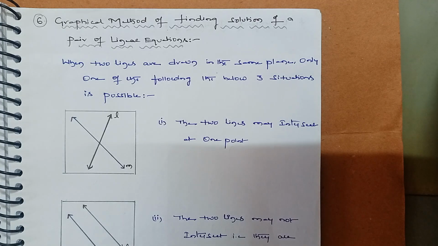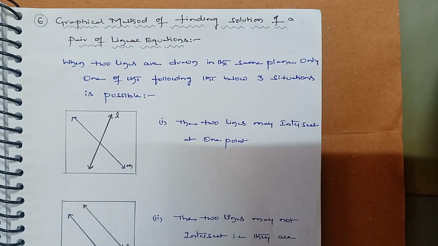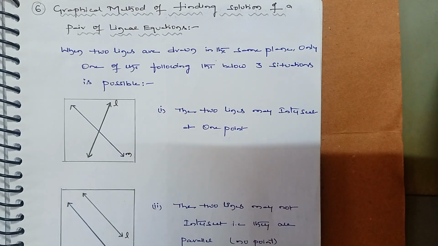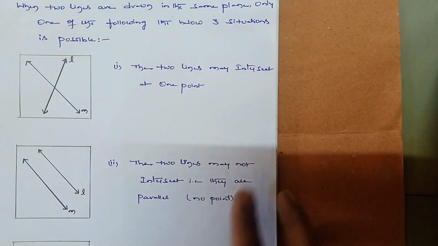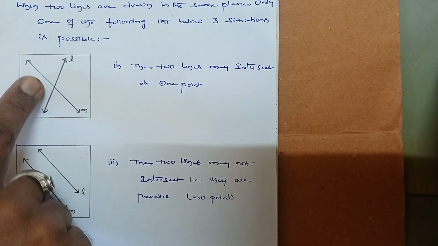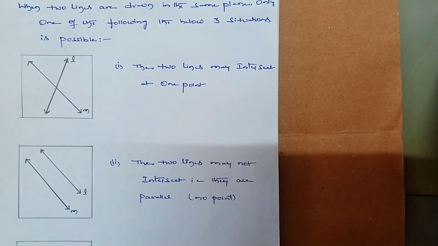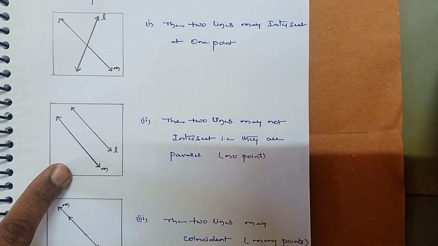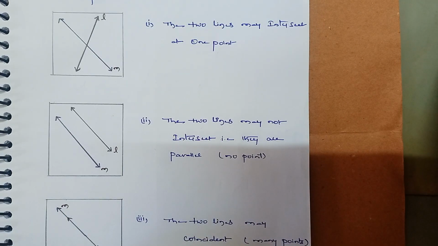So, sixth point: the graphical method of finding the solution of a pair of linear equations. When two lines are drawn in the same plane, only one of the following three situations is possible. Out of these three, any one is possible in nature when you are talking about two lines. First, two lines may intersect at one point. Second, two lines may not intersect, that is, they are parallel; both are not meeting at all.